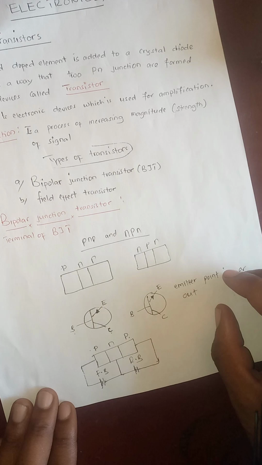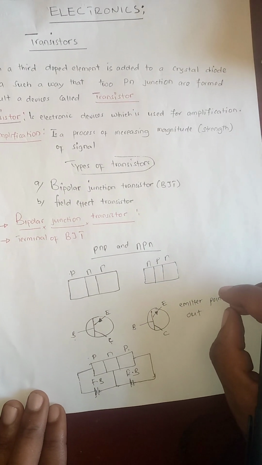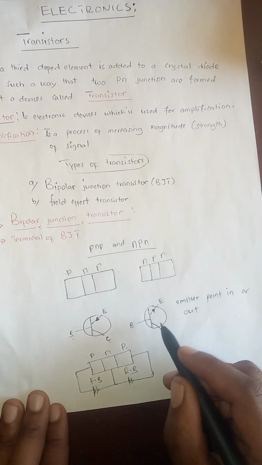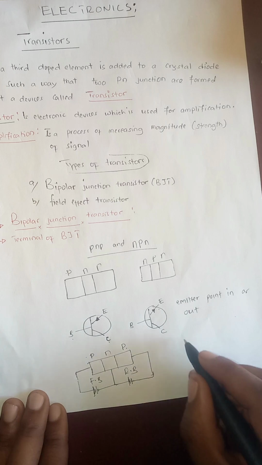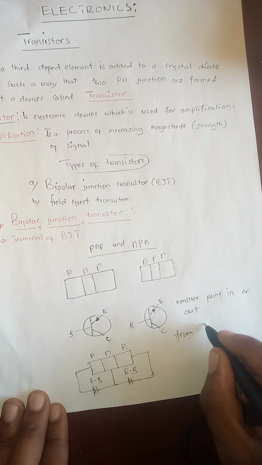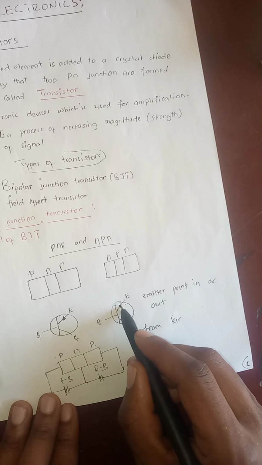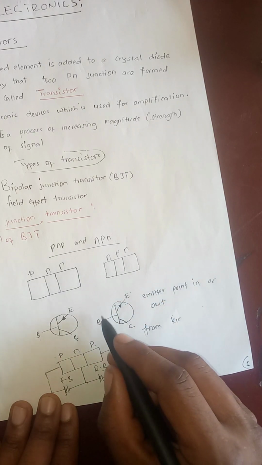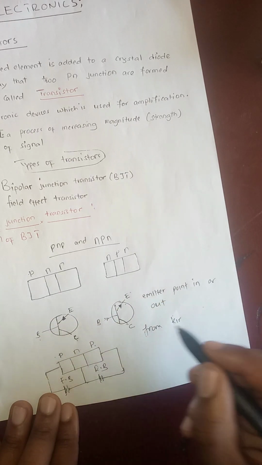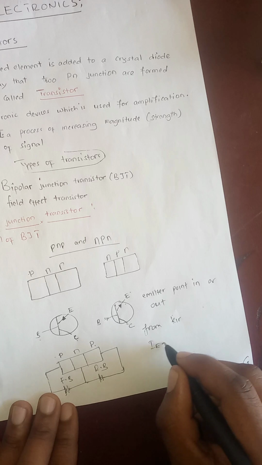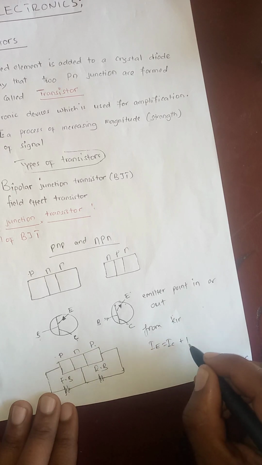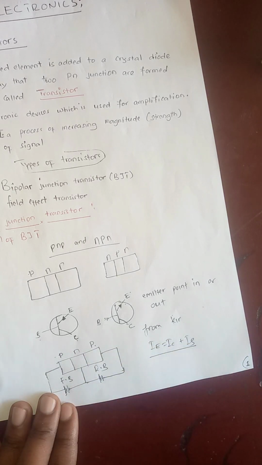So this is an example of a bipolar transistor, and from Kirchhoff's law we know that if the emitter current is getting out, automatically it all will get into the other terminals. So IE is equal to IC plus I base. Note this formula.